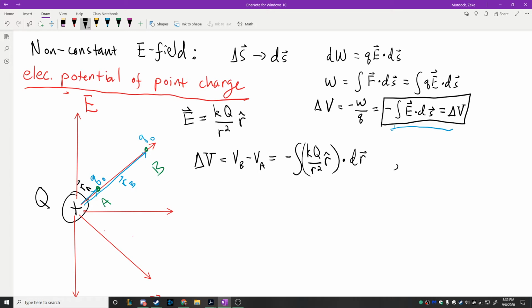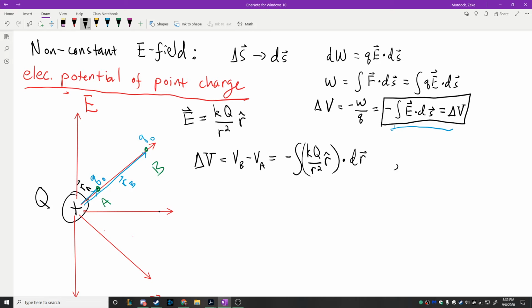And then we're also going to say that this dr vector also happens to point in the same direction as the electric field vector, right? Because of what we chose here. And we could have made it more complicated. We could have moved from point A to some point over here, but we'd find out that you get the same answer anyway.